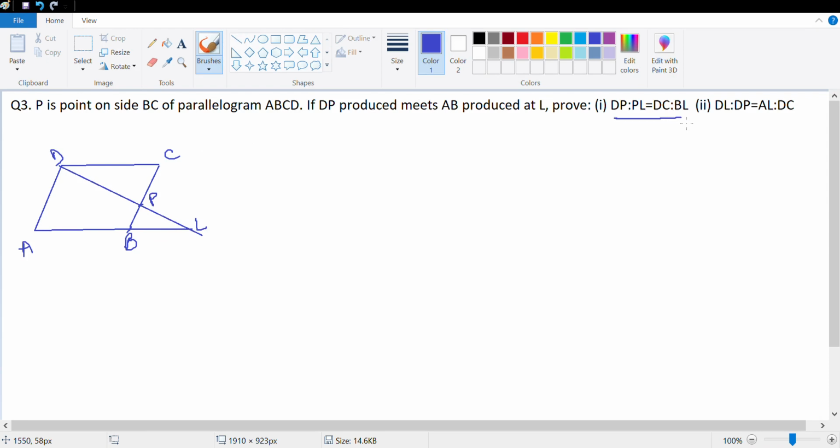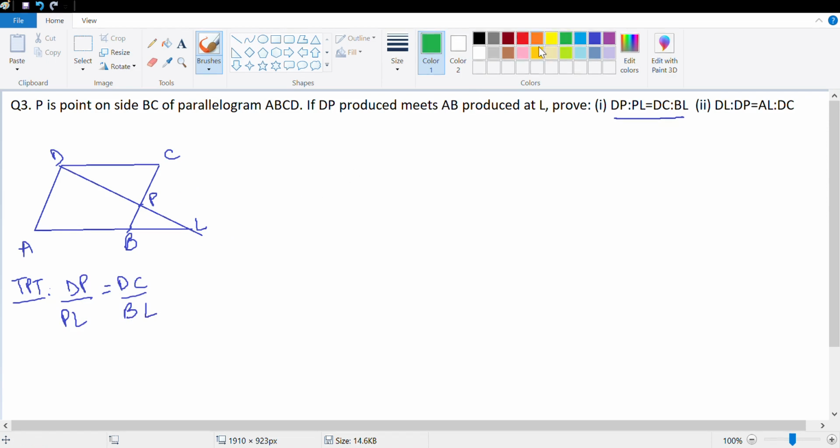Prove DP is to PL is equal to DC is to BL. Perfect. So let's see what we need to prove and write it in fraction form, because we've been writing it in fraction form till now. So what they want me to prove is DP upon PL is equal to DC upon BL.